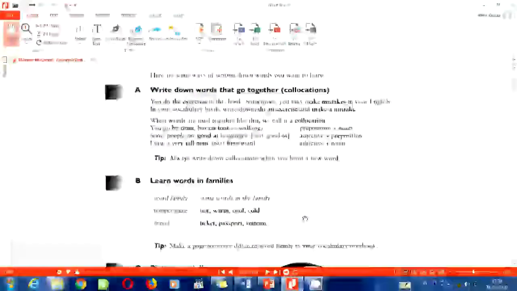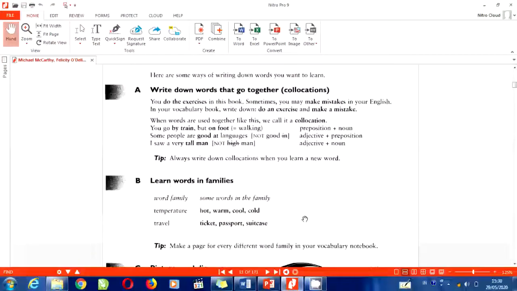When I learned English for the first time, I was a little bit confused about using similar verbs like do and make. How can I say the truth: I do homework or I make homework, I do a mistake or I make a mistake? This book explains it, so it's a very interesting book. Okay, this is an example of collocation.